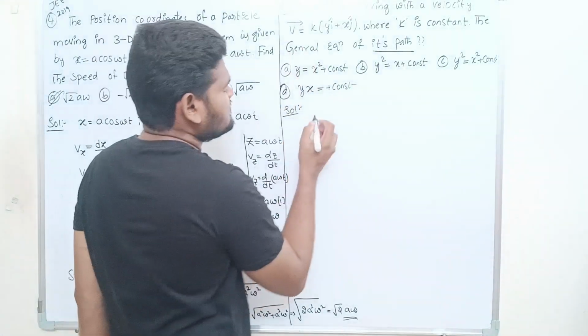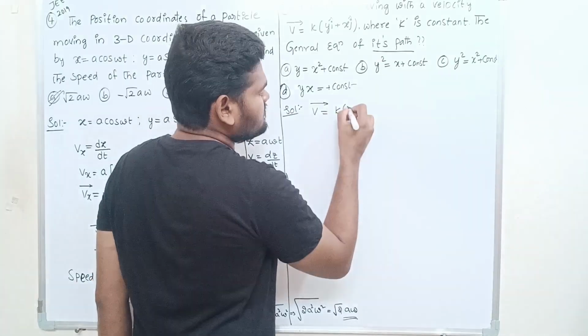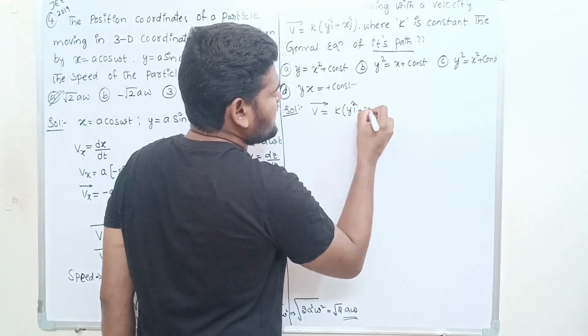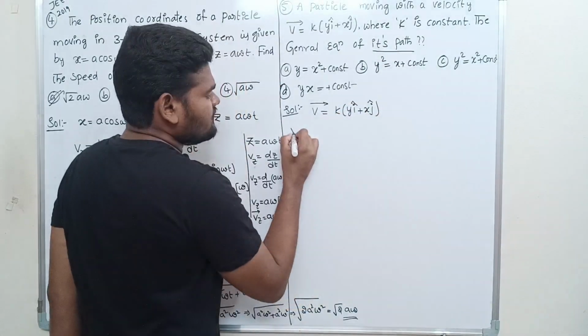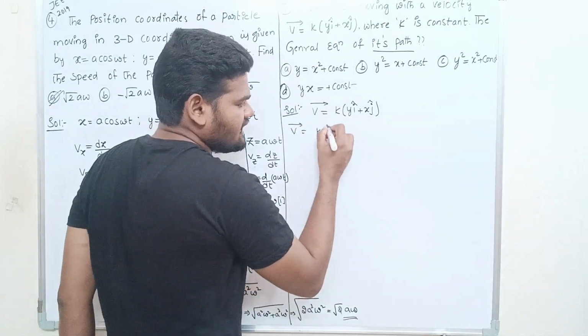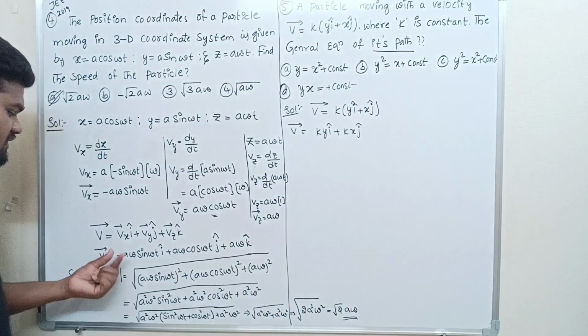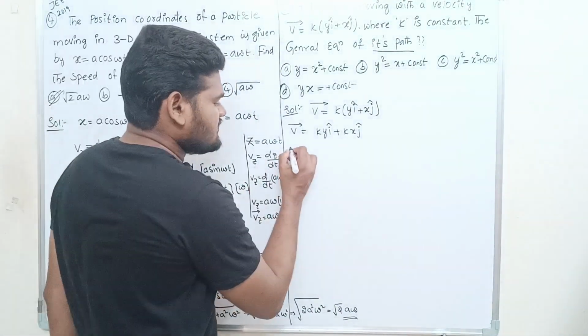Okay, have a look. The velocity vector given is v bar equal to k into y i cap plus x j cap. Just expand this term, so k y i cap plus k x j cap. Already we know the velocity vector, what is the meaning of the velocity vector?